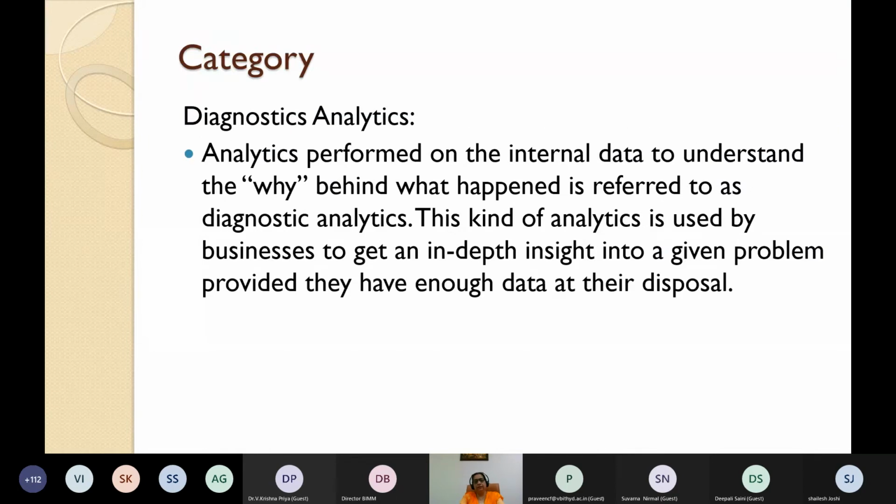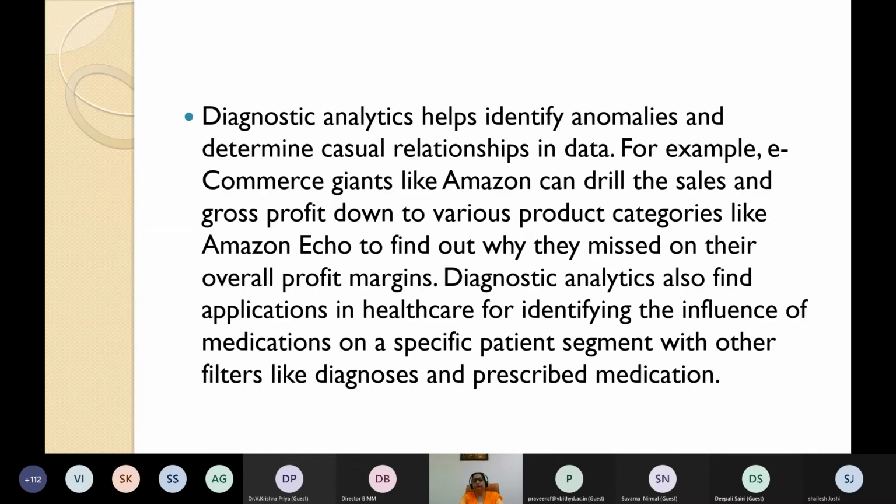Then diagnostic analytics. In this, what you are doing is asking why this has happened. So analytics performed on the internal data to understand the why behind what happened is referred to as diagnostic analytics. And this kind of analytics is used by businesses to get an in-depth insight into a given problem. So essentially, diagnostic analytics is helping you to identify the anomalies, the changes, the outliers which impact the causal relationships in the data.